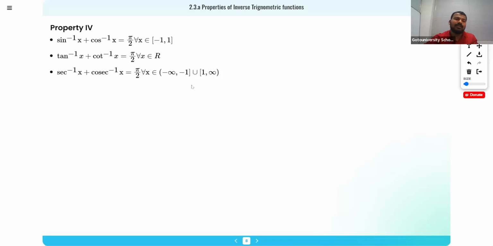Property number 4. Be careful with this. Sine inverse x plus cos inverse x is pi by 2. Sine and cos is matching there. Tan and cot is also pi by 2. Sec inverse and cosec inverse is also pi by 2. So please just remember this, sine and cos. You remember how to tackle it.